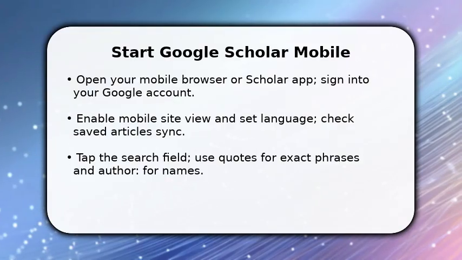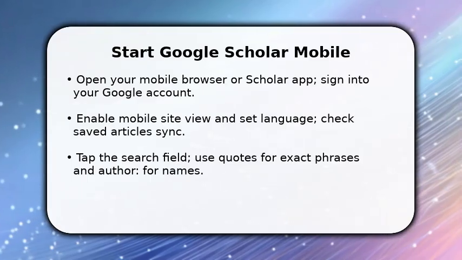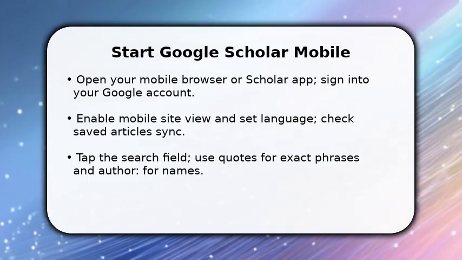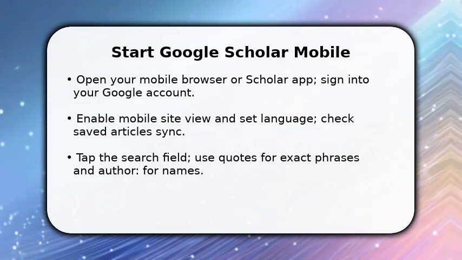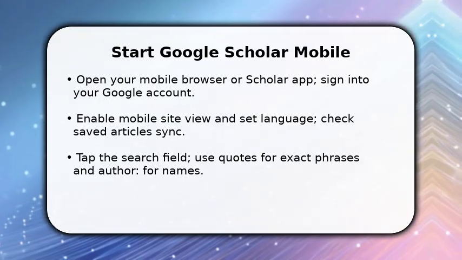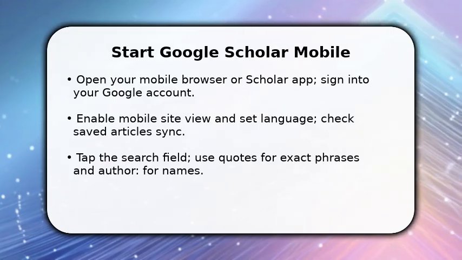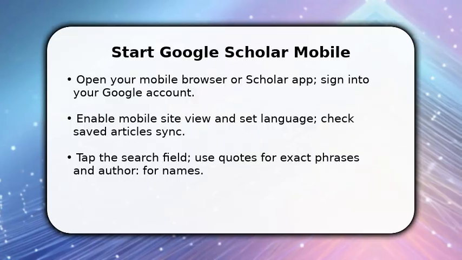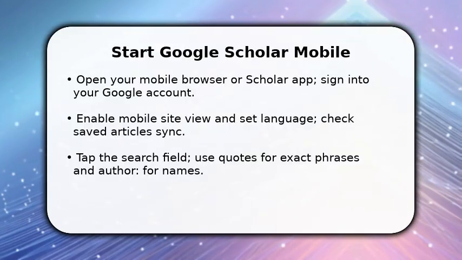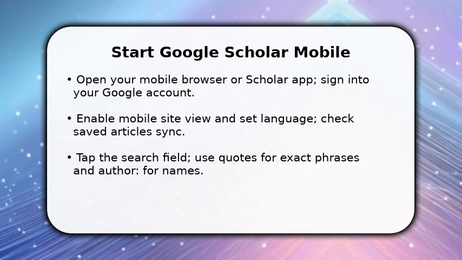You begin by opening Google Scholar on your phone and signing in so results sync across devices. Once done, switch to the mobile site or app and confirm language and account settings. This saves searches and citations. Now tap the search box and enter a concise query. Use quotes for exact phrases and author to target an author.